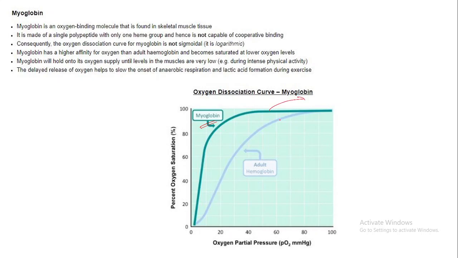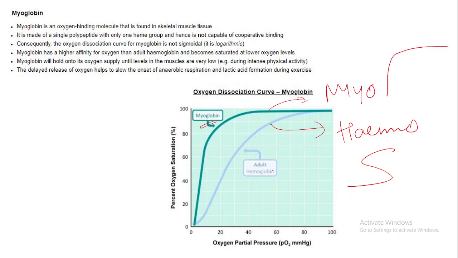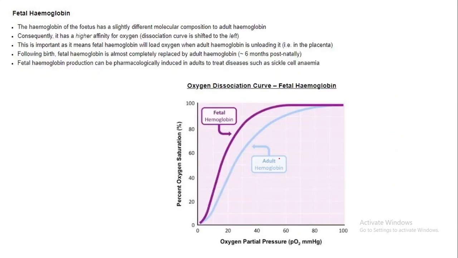Okay, and it is a sigmoid curve when it is with respect to hemoglobin. Okay, for hemoglobin it is a sigmoid S-shaped curve. For myoglobin it is a logarithmic curve. Okay, keep this in mind.